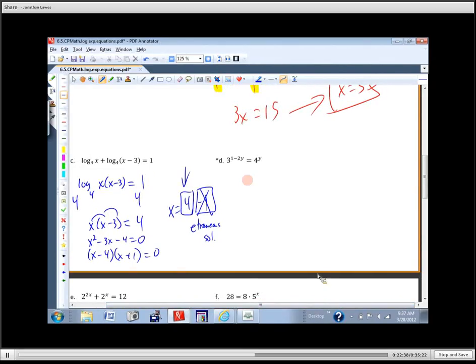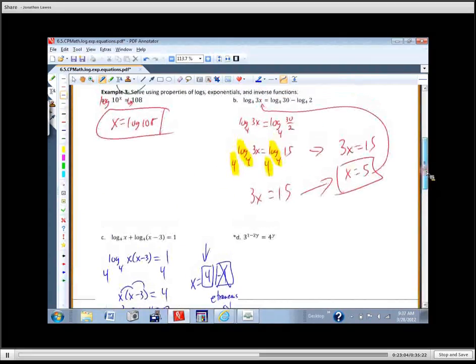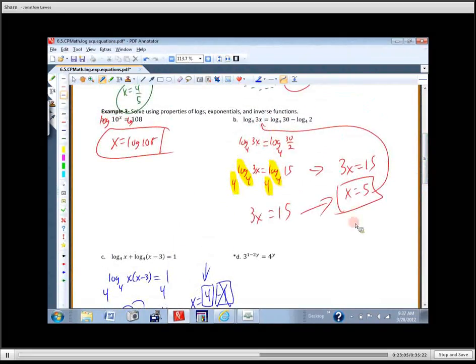Okay, let's take a look at this one right here. This one is fundamentally different. This is unlike any problem we've done before. But if you know what you're doing, if you've paid attention to how we've solved exponential equations and logarithmic equations, the relationship between logs and exponentials, you should be able to do this. That's an exponential equation.